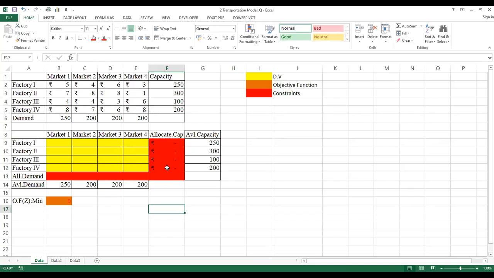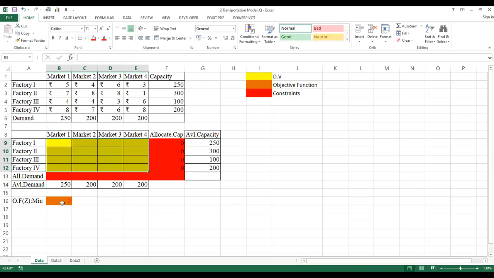Okay, same value. The dollar symbol is still there. If you want, you can use the format painter and put it on any empty cell, because the dollar symbol is coming. No need of the dollar symbol. If you're not doing this, leave it. Up to this, you do it.